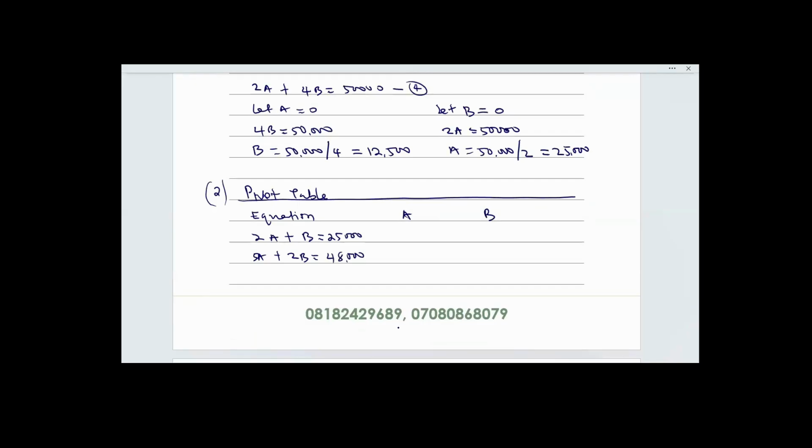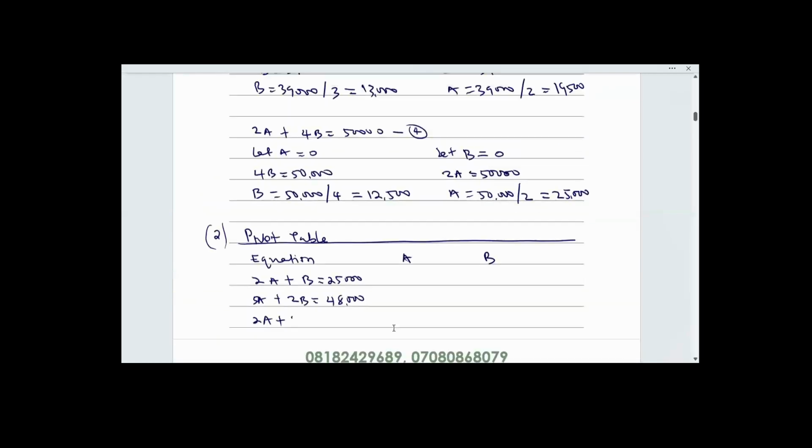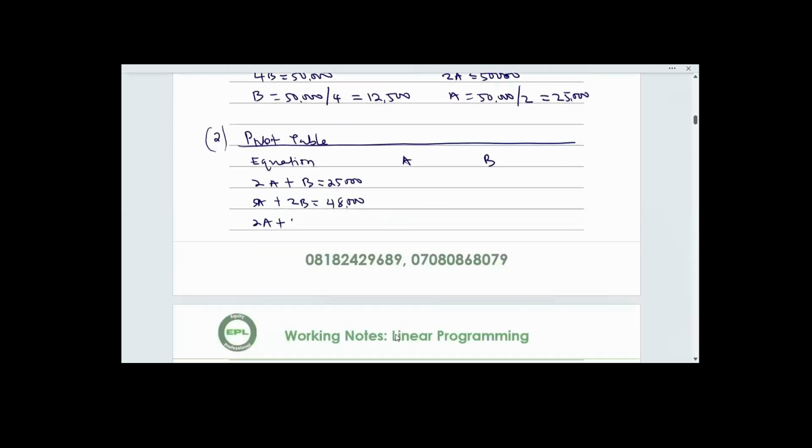Equation 3, 2A plus 3B, yes, 3B equal to 39,000. Then equation 4, 2A plus 4B equal to 50,000.